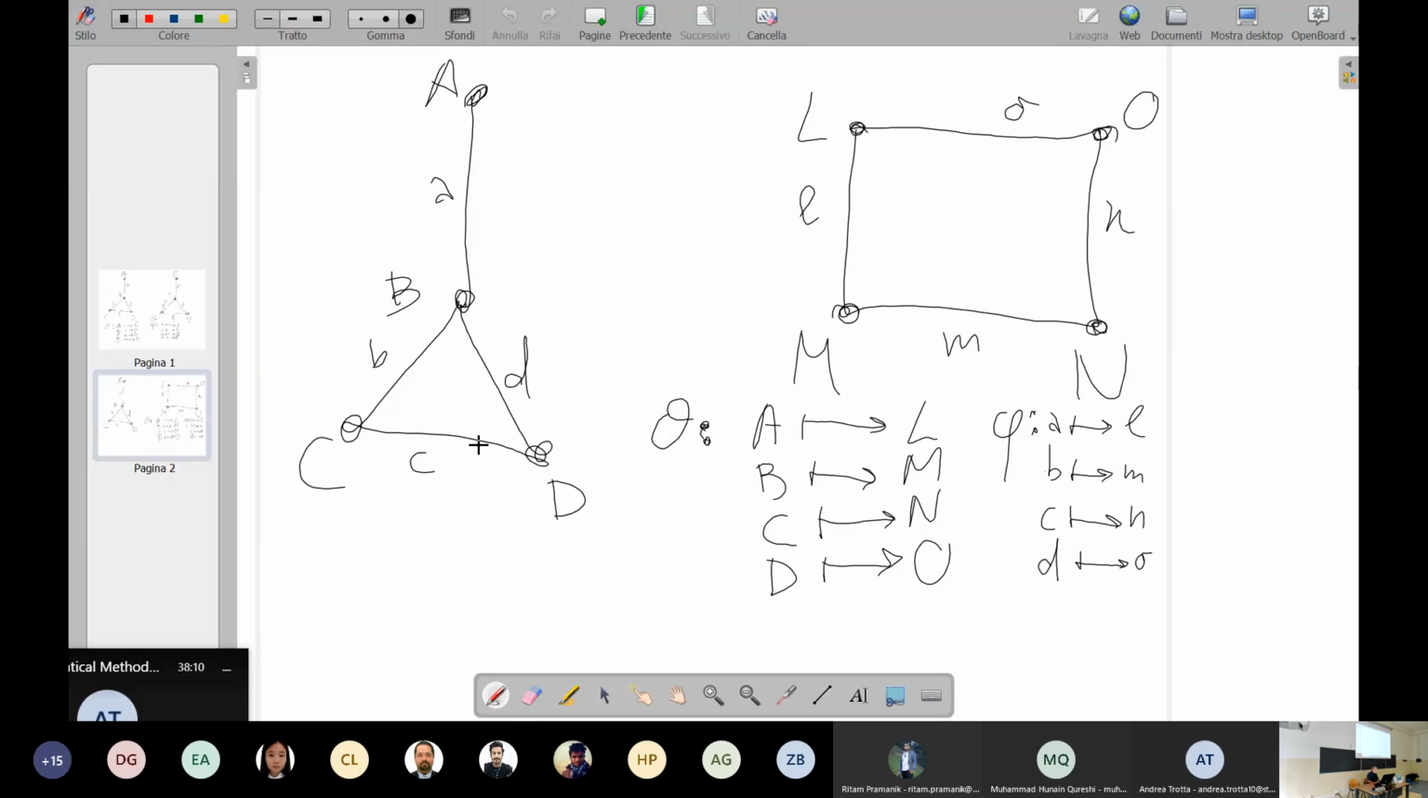Let's go on. Small c, its ends are capital C and capital D. What is the corresponding edge of small c? Small n. What are the ends of small n? Capital N, capital O. Sorry, we were with the C, and it's all right because capital N corresponds to capital C, capital O corresponds to capital D. So everything looks fine, but let's see the last edge, small d.